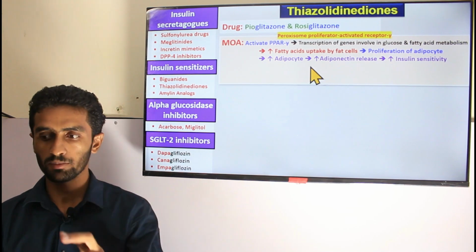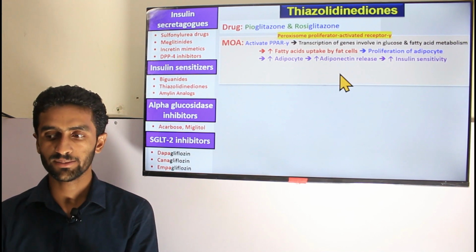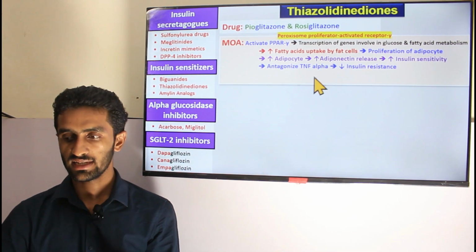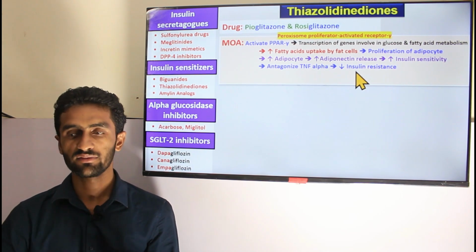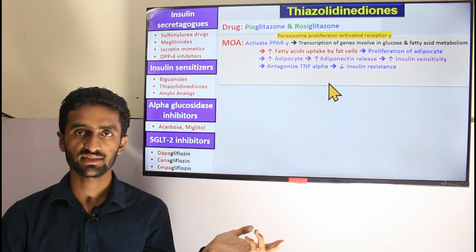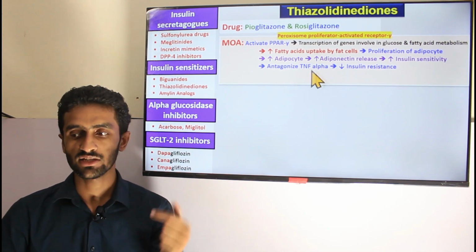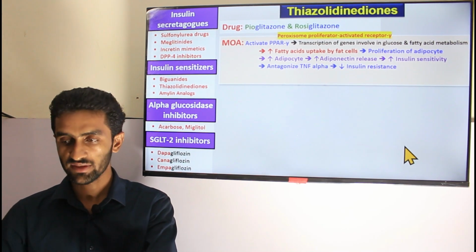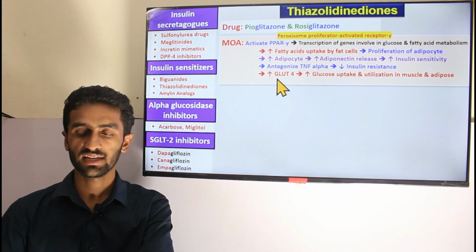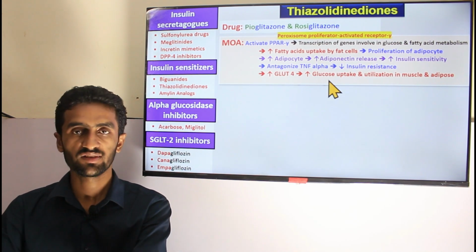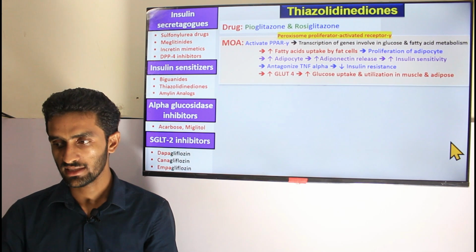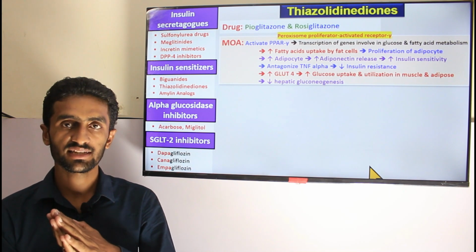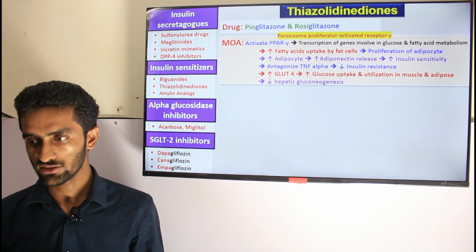One of the secretory proteins coming from the adipocyte is adiponectin, which actually increases the insulin sensitivity, and they antagonize tumor necrosis factor alpha, which is responsible for insulin resistance. As you antagonize this, you can decrease insulin resistance. Okay, so this is one of the actions of PPAR gamma, and they are also responsible for the upregulation of GLUT4, which will increase glucose uptake and utilization in muscle and adipose tissue. Okay, and they also decrease hepatic gluconeogenesis. So in this way you can consider they are increasing the insulin action.